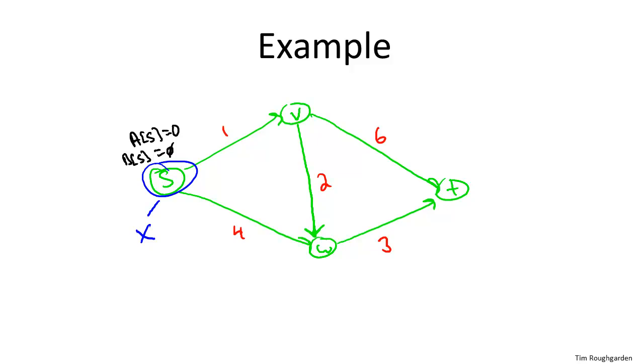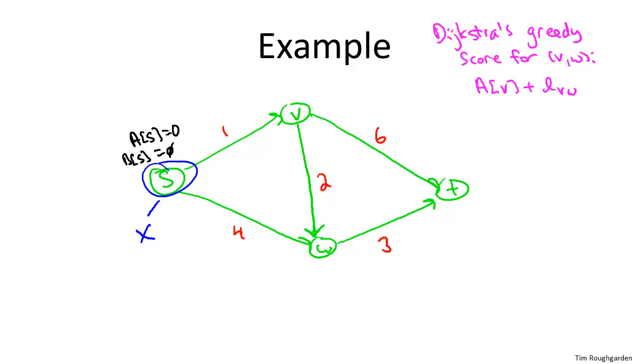Well, we evaluate Dijkstra's greedy criterion. Remember what that is. Dijkstra's greedy score for a given edge VW that's crossing the frontier is just the previously computed shortest path distance for the tail of the arc plus the length of the arc itself. So at this point, SV has a greedy score of 0 plus 1, which is 1, and the arc S,W has a greedy score of 0 plus 4, which is 4. Obviously SV is going to be the shorter of those two. So we use the edge SV. This is playing the role of V star W star on the previous slide.